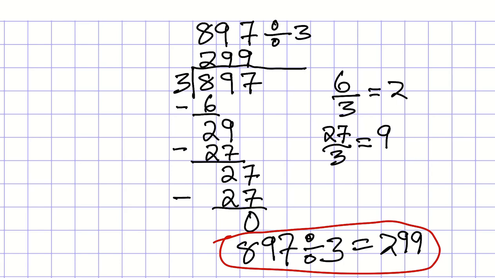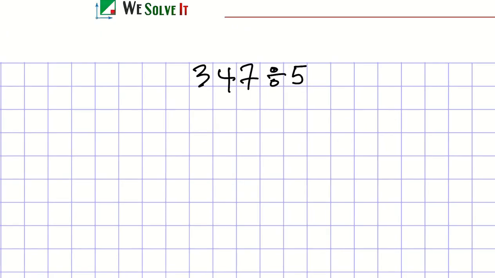So we'll move on to the next problem. Our next problem is 347 divided by 5, right? And then you start by lining things up the way you're supposed to. You put 5 here, and then you draw this division symbol. You put 347 here, and then you begin to do the process of division, right?